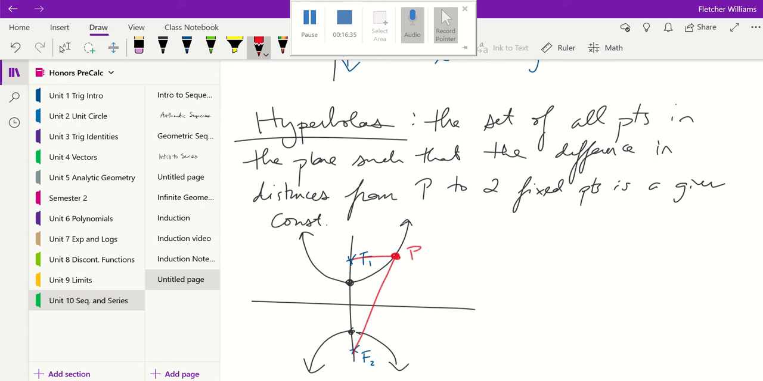So just to make it always a positive difference, we can say something like this, that the absolute value of F1P minus F2P is a constant, which we found out was what?